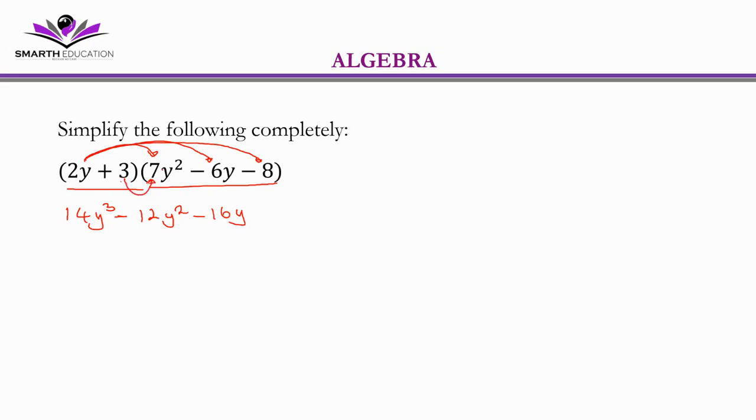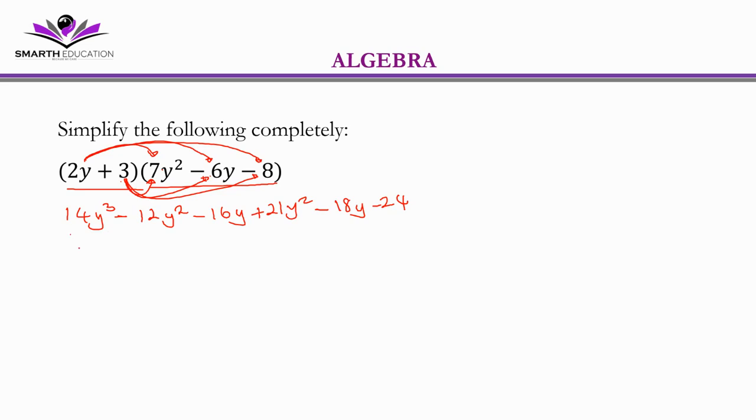3 times 7y squared, that is positive 21y squared. 3 times negative 6y, that is negative 18y. Then 3 times negative 8, that is negative 24. Then we can simplify, we can add or subtract like terms.